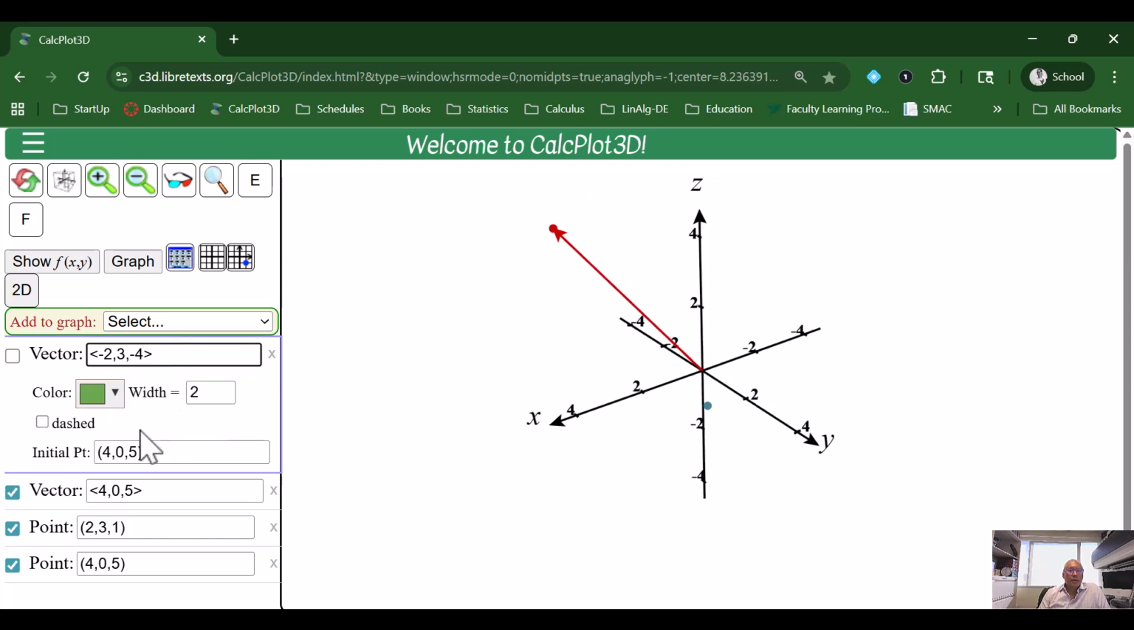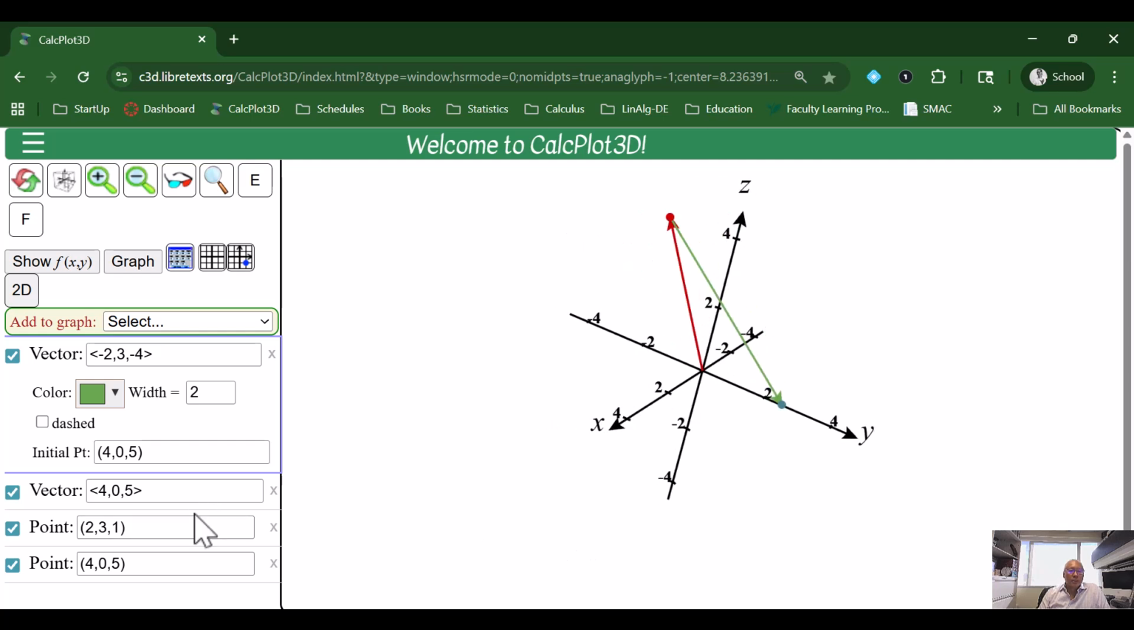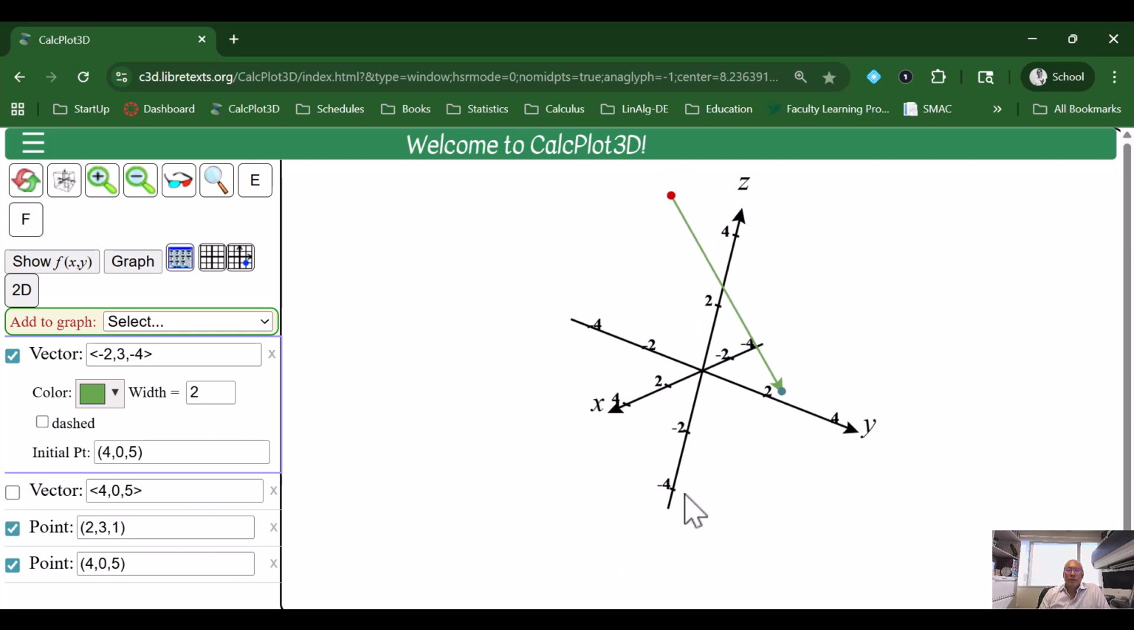And the vector that connects those two is -2, 3, -4. Now I already moved that vector so that it attaches to 4, 0, 5. So when I draw it, it looks like that. So let's briefly take away this point first. So right now, this is what I have. I have the maroon point and then this green vector for the direction vector.